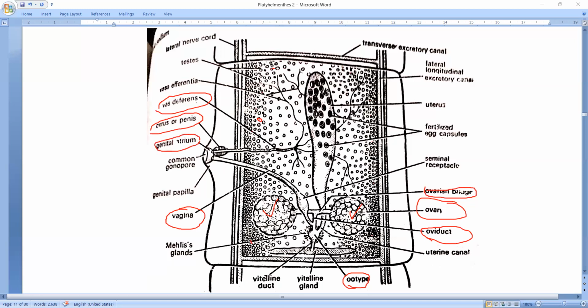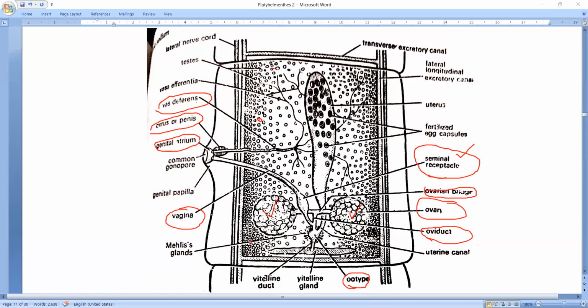The vagina opens into the genital atrium. The anterior part of the vagina is slightly swollen. That is called seminal receptacle, or receptaculum seminis. And surrounding the ootype, many unicellular Mehlis glands are present. Their secretion helps the fertilized eggs move freely into the uterus.